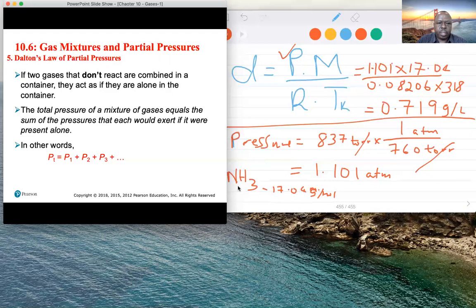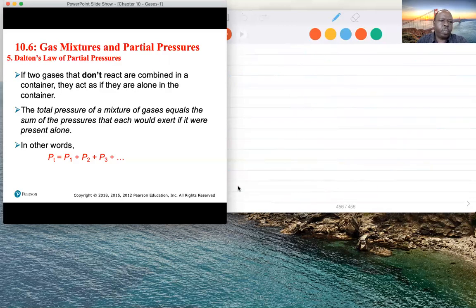Let's see, the last law, Dalton's law of partial pressure, states that the total pressure of a sample of a mixture of gases is the summation of the partial pressures of the individual gases. The PT here stands for the total. P1, P2, P3 are the partial pressures for gas 1, gas 2, gas 3, and so forth, all right? I know you can get this easily.